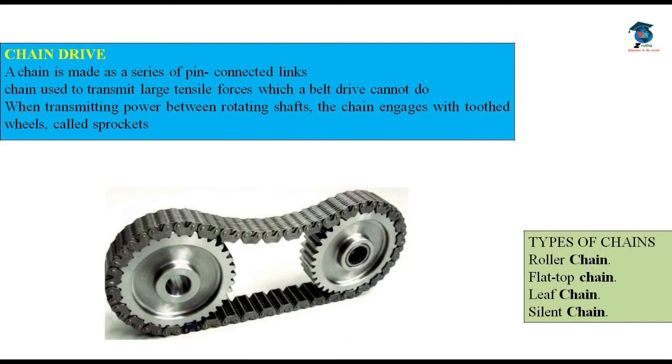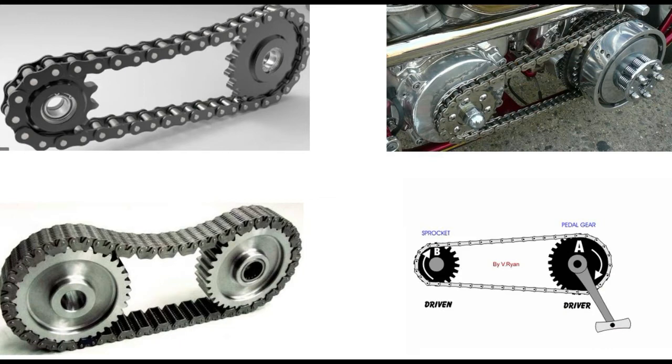Chain drive: instead of a belt, we can use chain drives between the pulleys as shown in the diagram. A chain is made as a series of pin connected links. A chain is used to transmit large tensile forces which a belt drive cannot do. When transmitting power between the rotating shafts, the chain engages with the toothed wheels called sprockets.